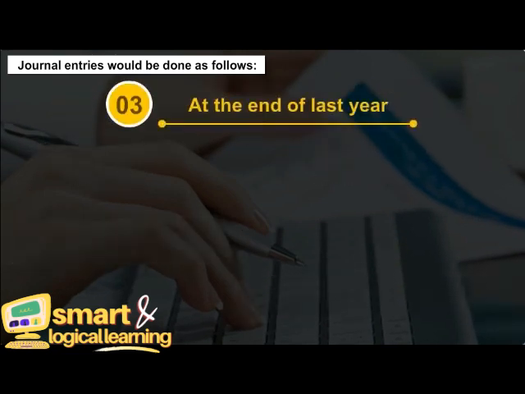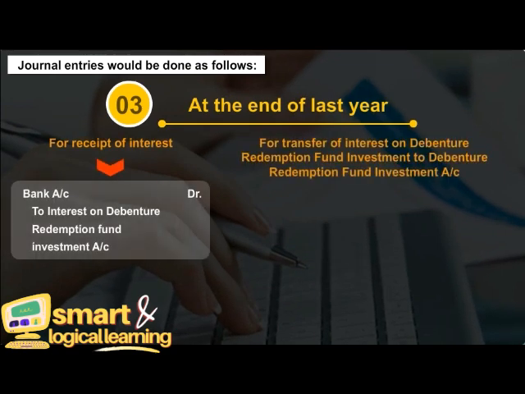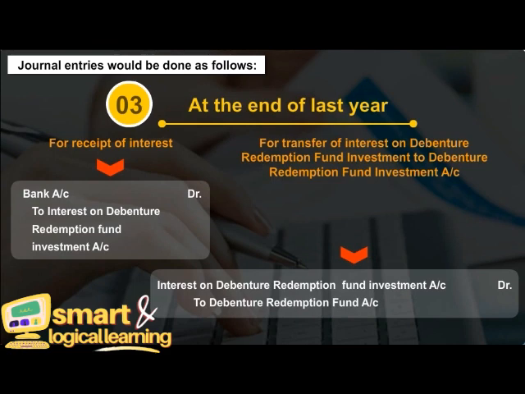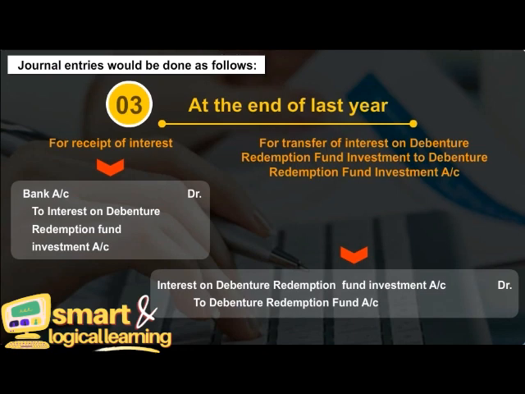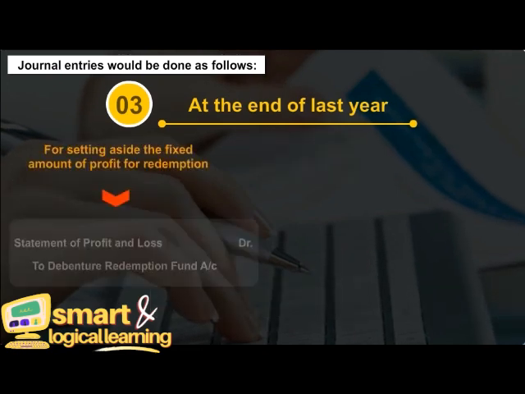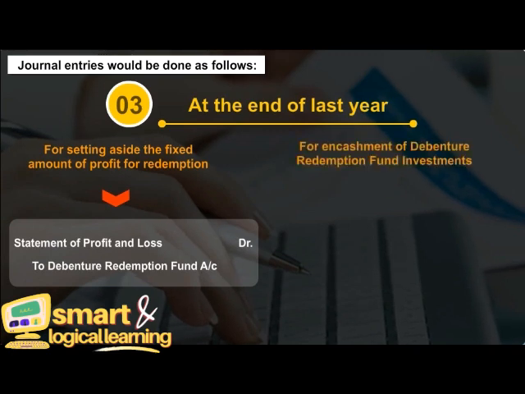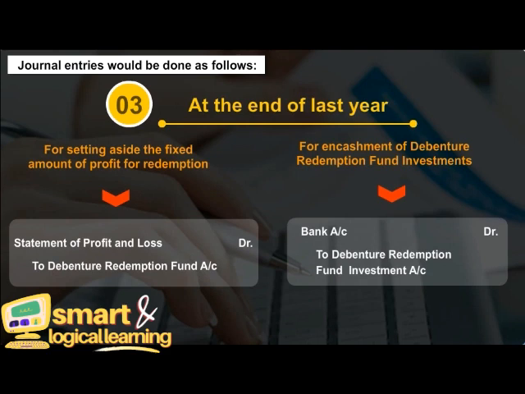3. At the end of last year. A. For receipt of interest. B. For transfer of interest on debenture redemption fund investment to debenture redemption fund investment account. C. For setting aside the fixed amount of profit for redemption. D. For encashment of debenture redemption fund investments.